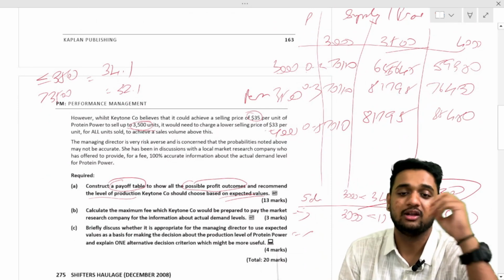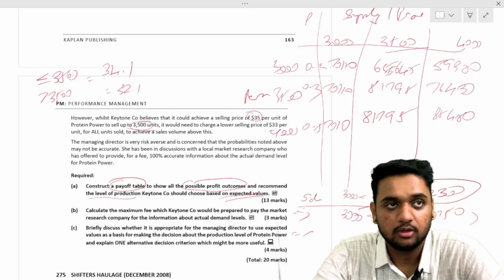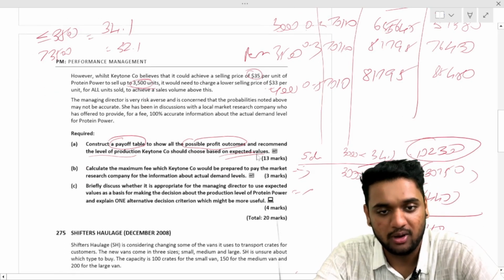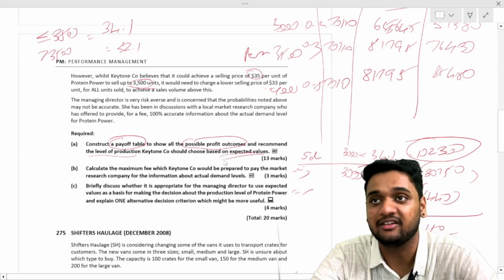This payoff table you will do, they will give you 85,480. This payoff table you do, they will give you 8 to 9 marks. What about the other 4 marks? The other 4 marks are for the recommendation. You have to recommend based on expected values.